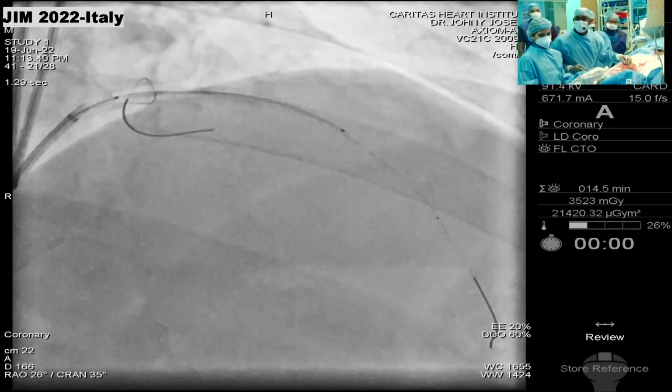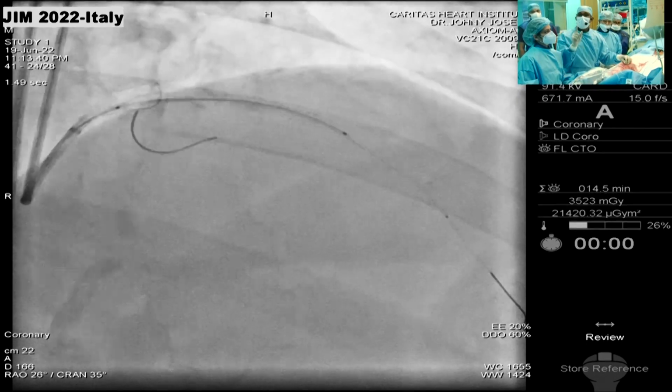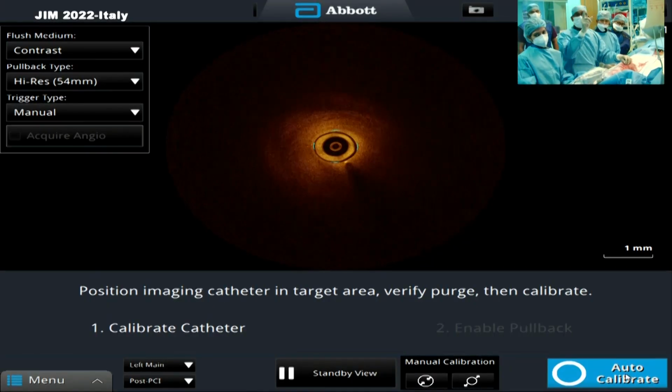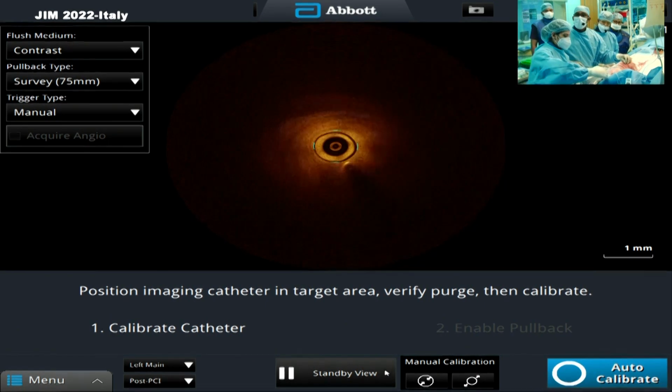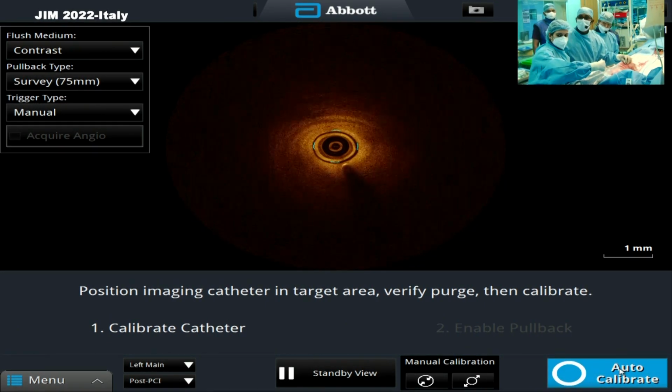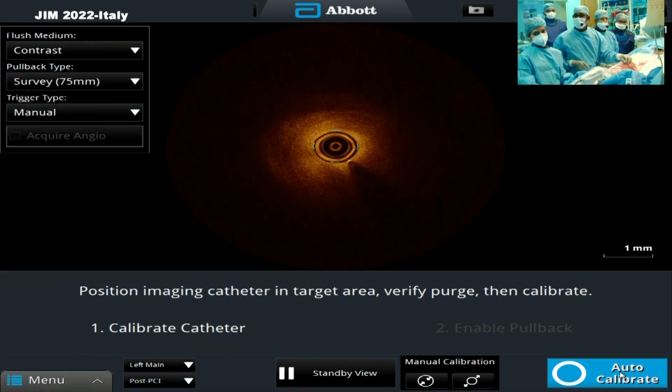Live view. No, we need to have a long run to cover both the stents. 75 would be fair enough. Okay, survey mode is fair enough. Okay, auto calibrate.